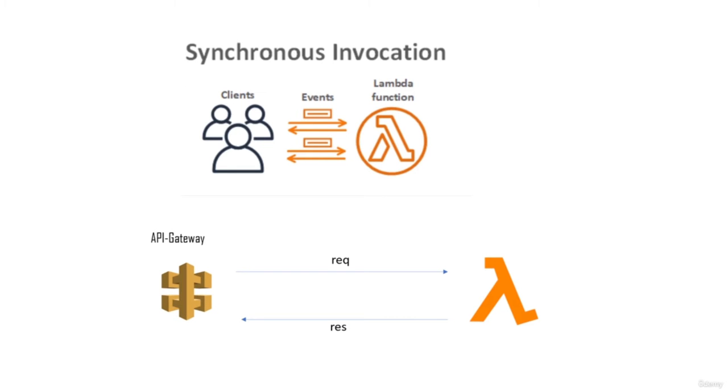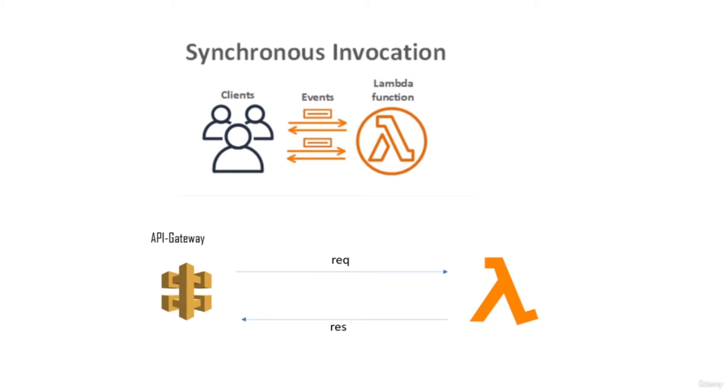So now let's start this section by talking about synchronous invocation. Now in synchronous invocation, the client or the service sends an event to that Lambda function. The Lambda function processes that event, completes its computation, and sends a response back to the client or the service. A very common example of this is the API gateway. So in this API gateway, a request is sent to that Lambda. The Lambda processes the request and sends a response after the processing back to the API gateway. And the API gateway sends it back to the user.